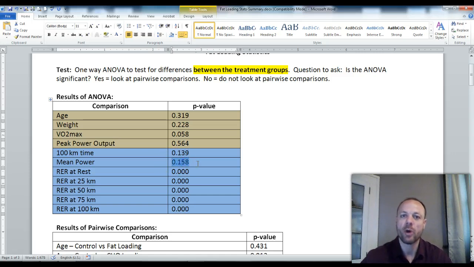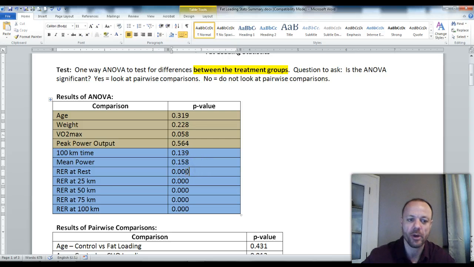So what that tells you already, without any further analysis, is that fat loading, carbohydrate loading, and control are not different from one another with respect to their time trial performance, how long it took them to complete the 100 kilometers, and their mean power, their average power output during that 100 kilometer performance.